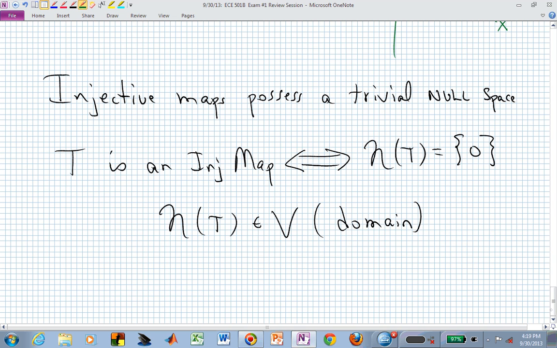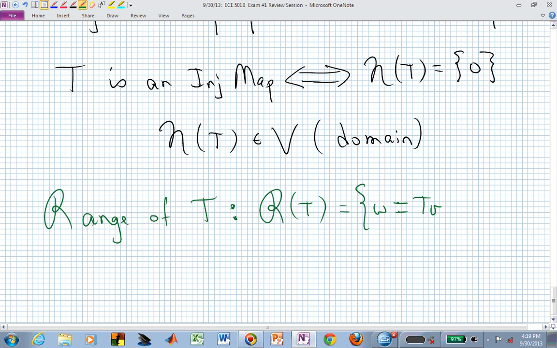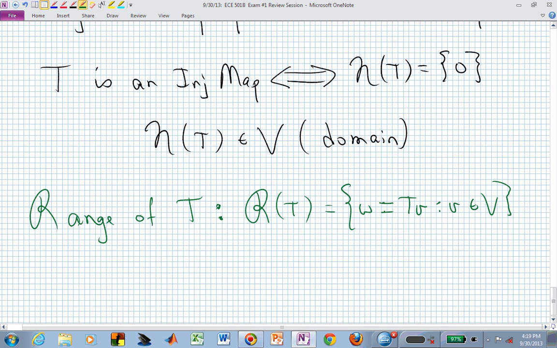Once we learned a little bit about null space and injective maps, then we started talking about the range of maps, or where in the output space can you get to when you map through this linear map T, or you might see me abbreviate that as script R of T. That's all the set of output vectors W, such that for any input vector in the input space, what are all the possible output vectors W that you can get to?